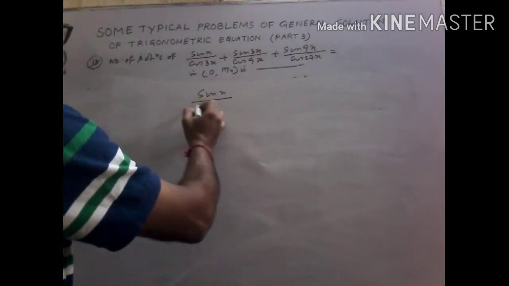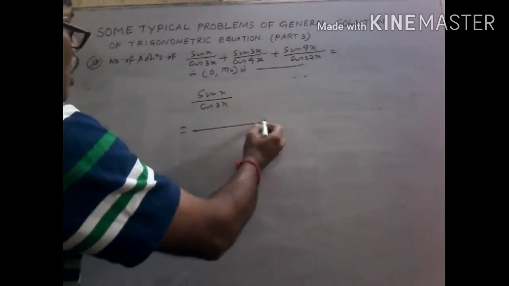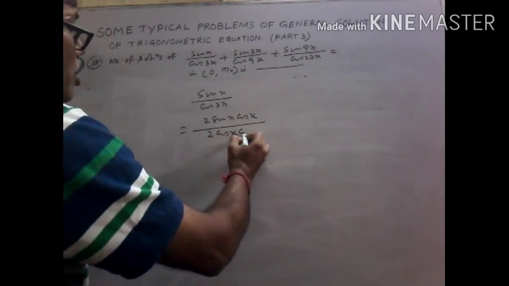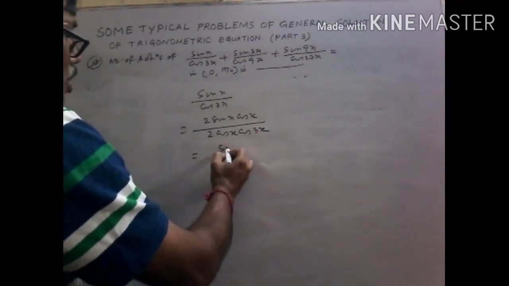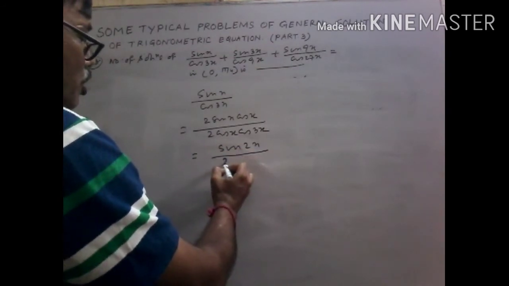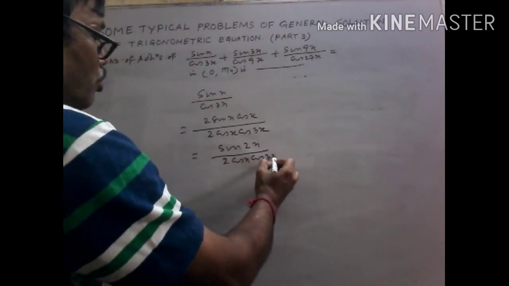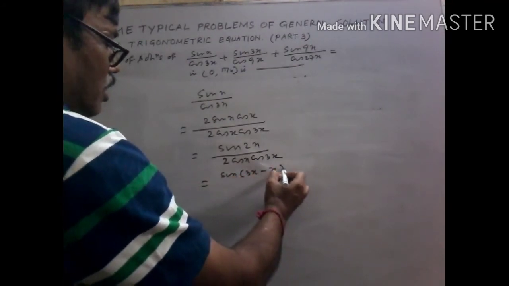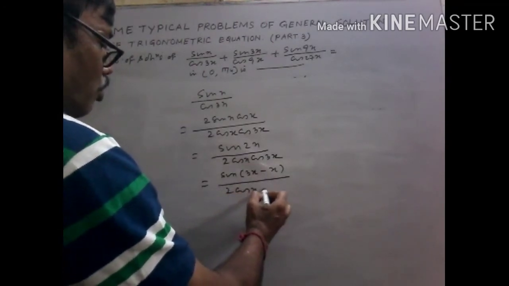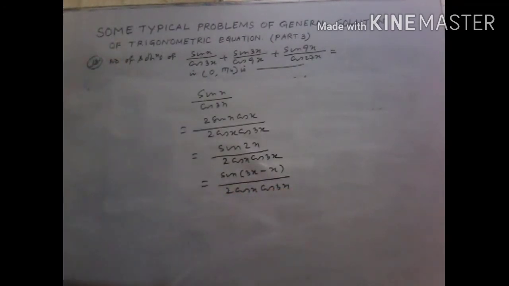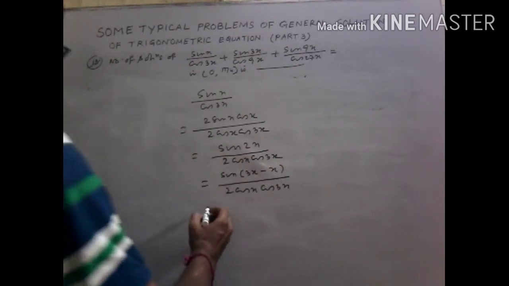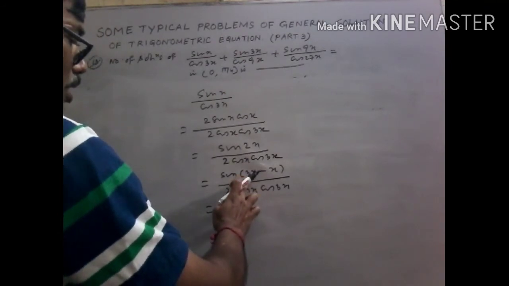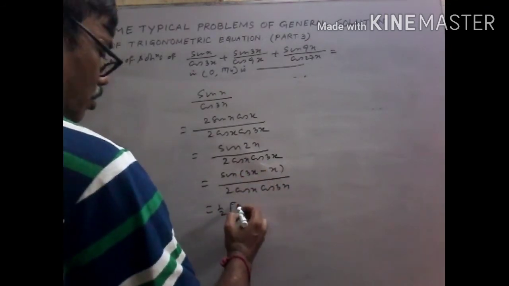So sin x by cos 3x. We multiply both sides by 2 cos x. So 2 cos x into cos 3x, it is sin 2x, and this is 2 cos x into cos 3x. Finally, this can be expressed as a difference, with denominator cos x cos 3x. If we simplify it, we get half of tan 3x minus tan x.